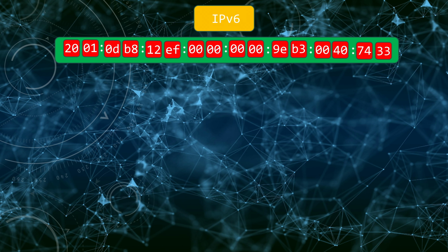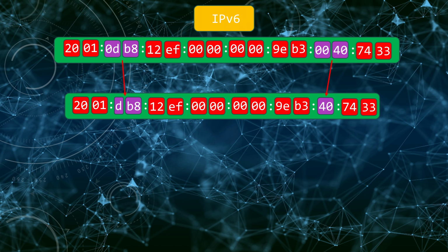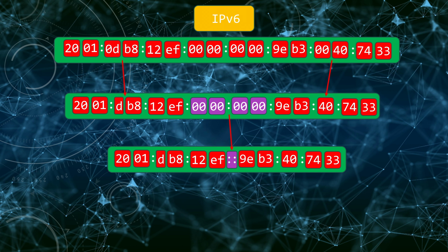The IPv6 address can be shortened, also called compressed, using several rules. The first rule is you can omit leading zeros in each group. The second rule is you can replace consecutive groups of zeros with a double colon, but you can do it only once. So, 0dB becomes just dB, and 0040 becomes just 40. That's the first rule, omitting leading zeros.